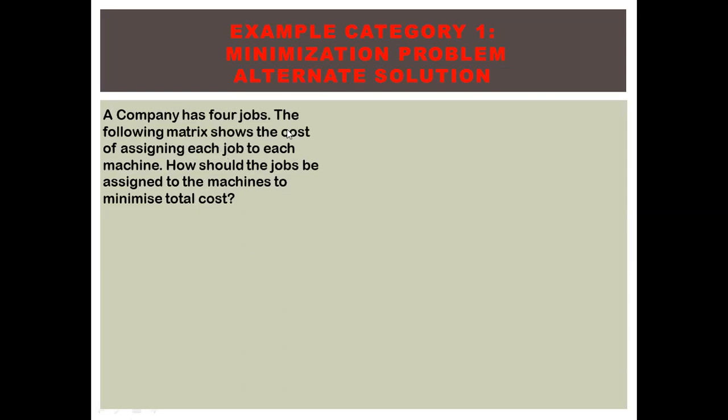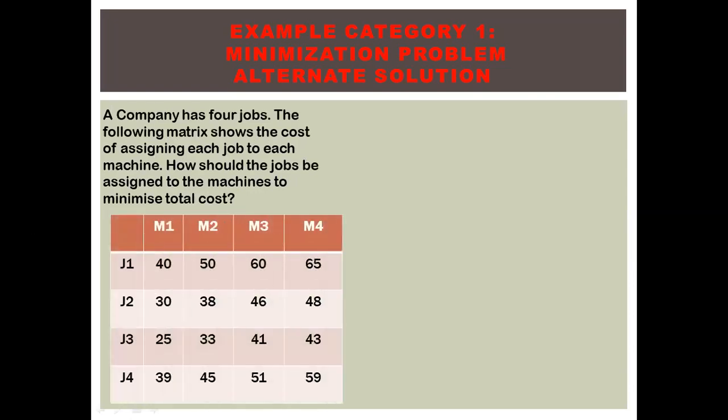A company has 4 jobs. The following matrix shows the cost of assigning each job to each machine. How should the jobs be assigned to the machines to minimize the total cost? So this is your question class. I'm giving you 2 minutes to observe the question. While observing, check for the basic conditions which I told you.